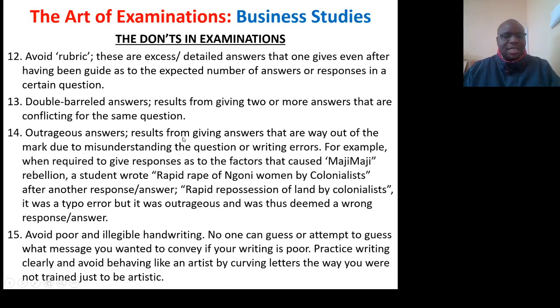Outrageous answers result from giving answers that are way out of the mark due to misunderstanding the question or writing errors. For example, when required to give responses as to the factors that caused the Maji Maji rebellion, a student wrote, "Rapid rape of Goni women by colonialists." After another response or answer, "Rapid repossession of land by colonialists." It was a typo error, but it was outrageous and thus deemed a wrong answer or response.